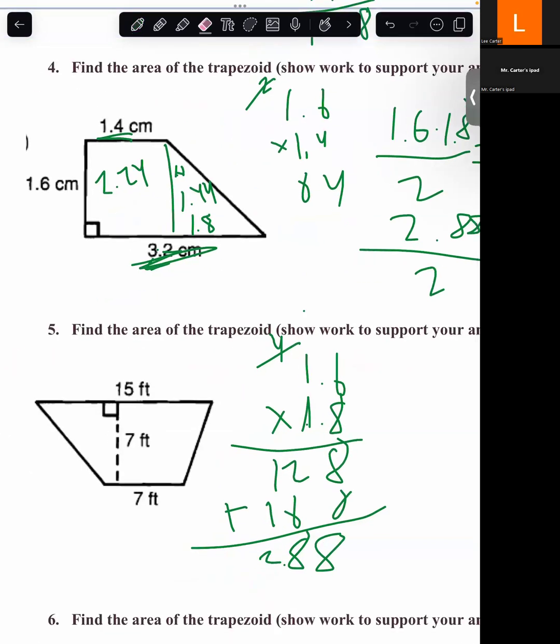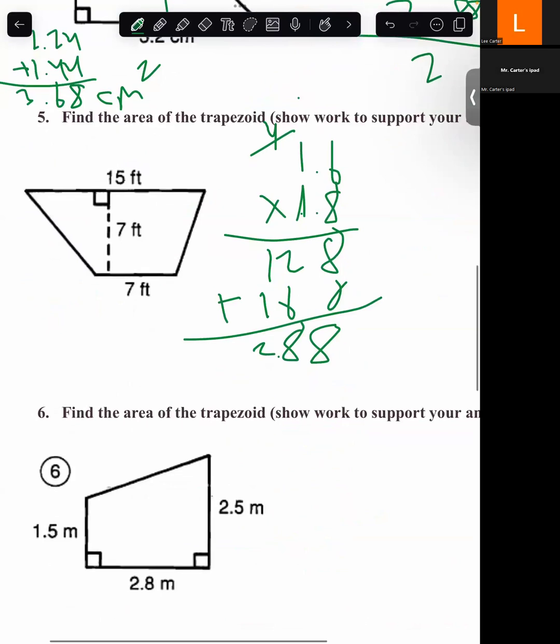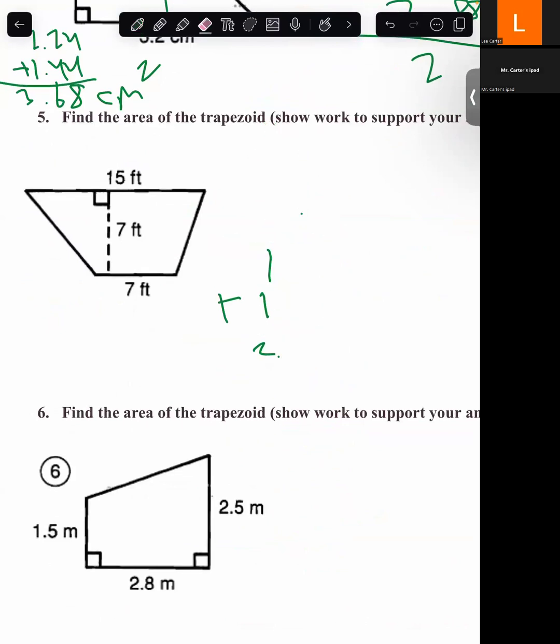Okay, so now to find the final area of this trapezoid, we're going to need to add up 2.24 plus 1.44, which is going to give us 3.68 centimeters squared. Okay, so it's a lot of steps. It's just a bunch of little calculations of different shapes.